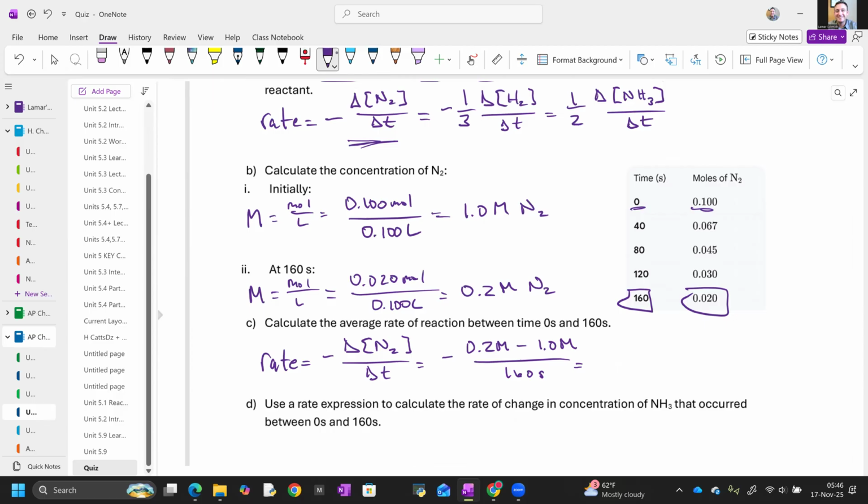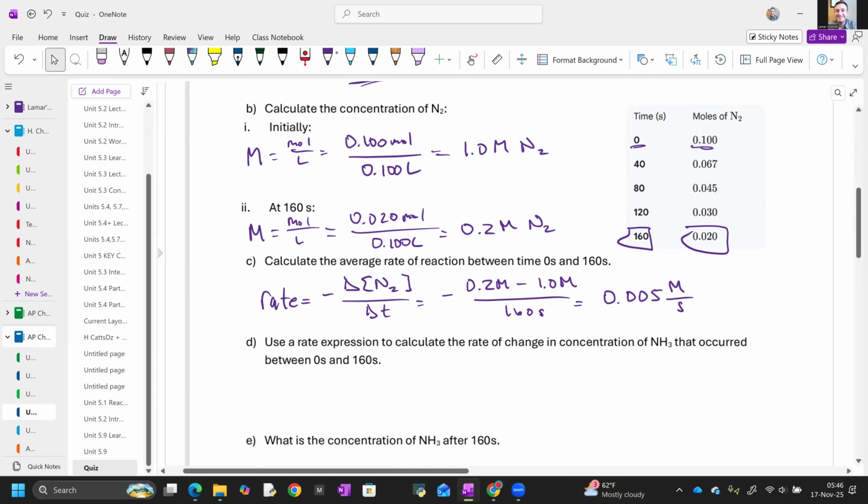All right. And so what we see is 0.2 minus 1 divided by 160, and we should get 0.005 molar per second. Notice the units, molar per second. And then notice it's a positive value. This change here would have been negative, but we multiplied it by a negative sign to account for that, so that the rate of the reaction is going to be 0.005 molar per second.